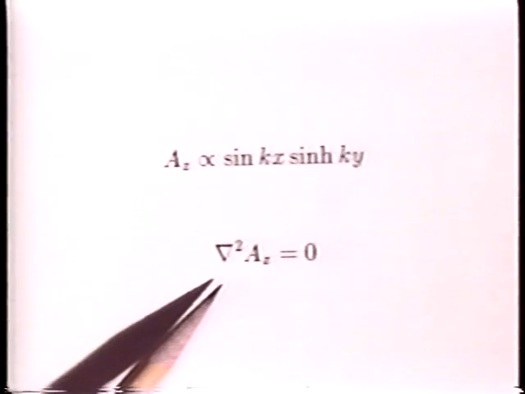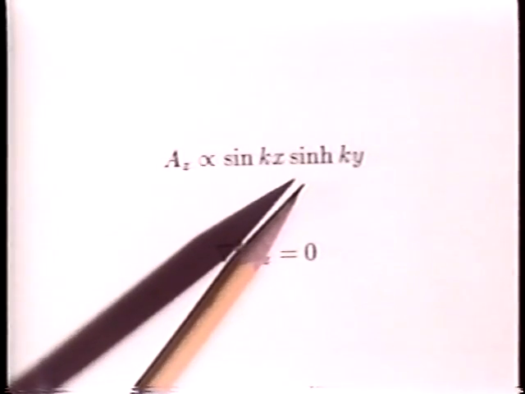Separable solutions to Laplace's equation that are periodic in one direction decay in a perpendicular direction. Here, the direction of periodicity is x, while the hyperbolic sine is a combination of exponentials representing the decay in the y direction.